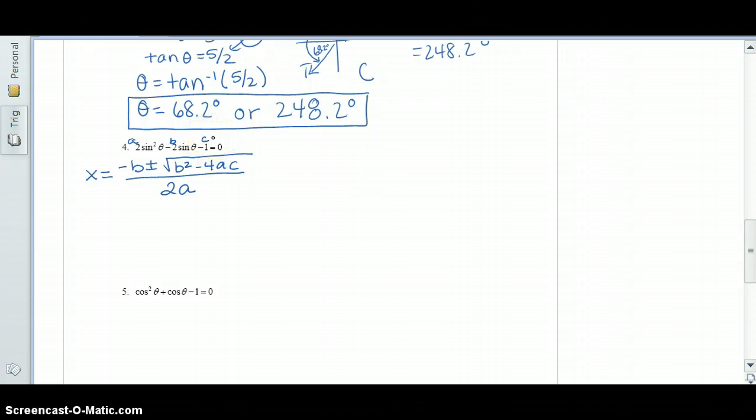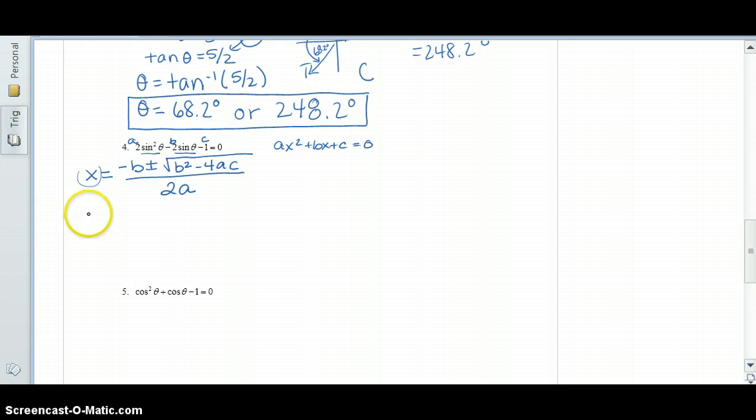c is equal to negative 1, and this x here is actually the sine of theta, because normally it's going to be written ax squared plus bx plus c equals 0 for your quadratic equation before you use it. So in our case, the x is represented by sine theta.